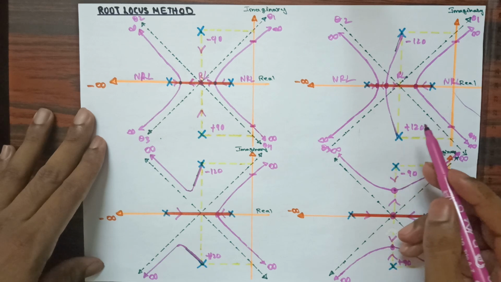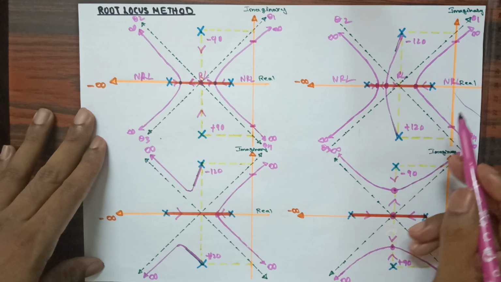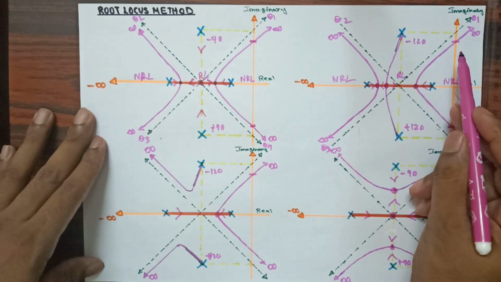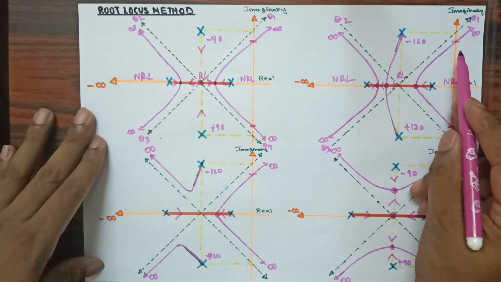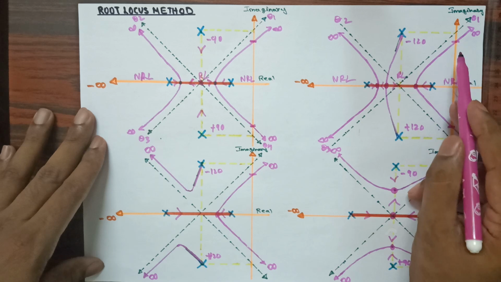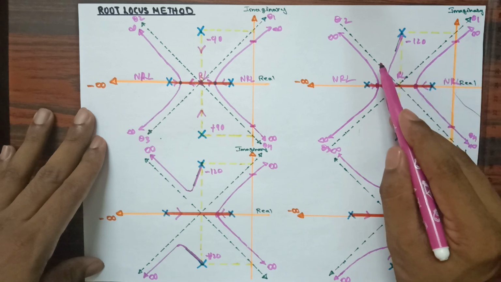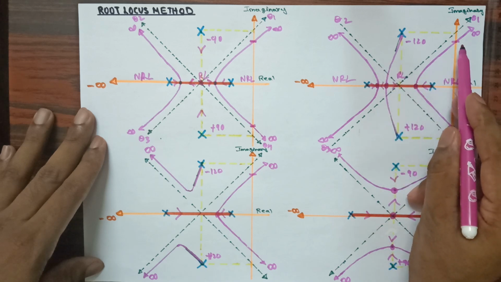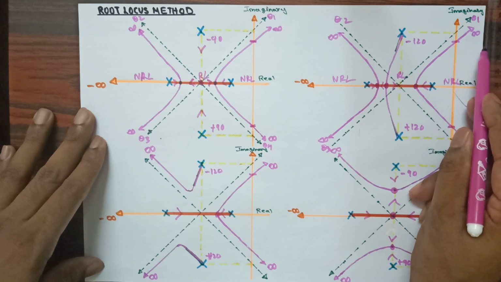Again the same, to comment on stability you can see here, after certain k, for a certain marginal k value the system will be marginally stable, and for less than that k value the system is stable. For k greater than some value the system becomes unstable.